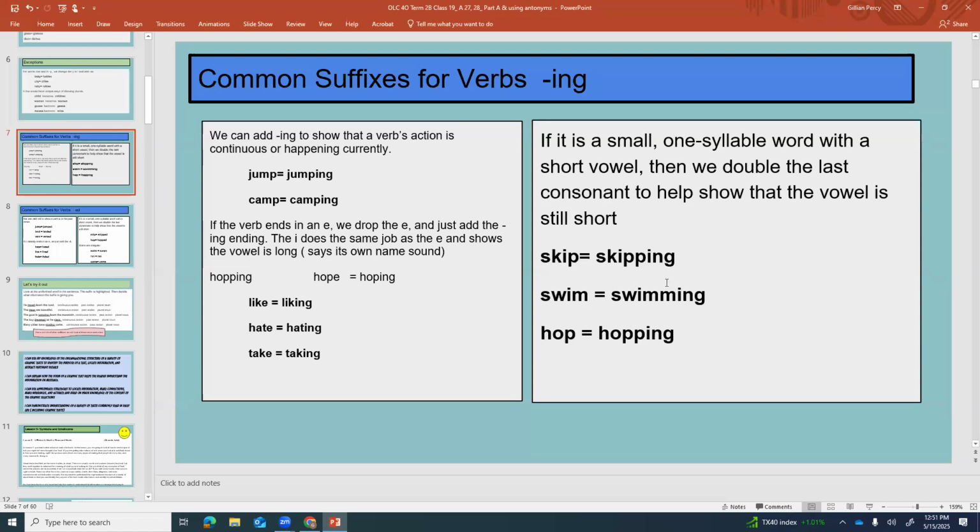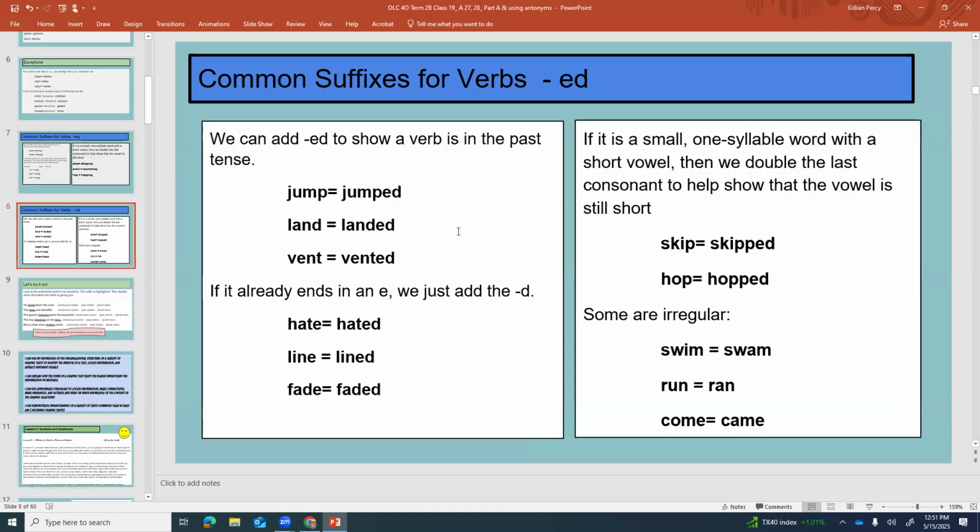So skipping, swimming, hopping. And we do the same thing for ed. Ed shows that a verb is in the past tense. Like today I jump, yesterday I jumped. Land, landed, vent, vented. I want to point out, even though it has a D there, sometimes it'll sound a little bit more like a T. I don't, again, know why, it just kind of seems to happen.